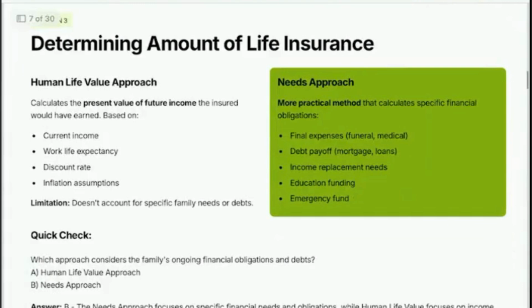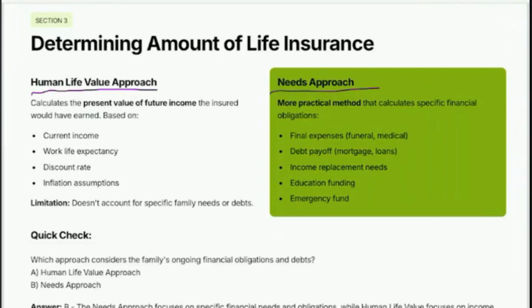All right, so how do you determine the amount of life insurance, right? A lot of the times it's going to be cost, okay? That's going to be like the number one deciding factor when you are selling a life insurance policy: what is within somebody's budget. But how do they determine how much life insurance somebody should get? How much life insurance does somebody need? And there are two different ways that is calculated. One of them is the human life value approach, and the other is the needs approach.